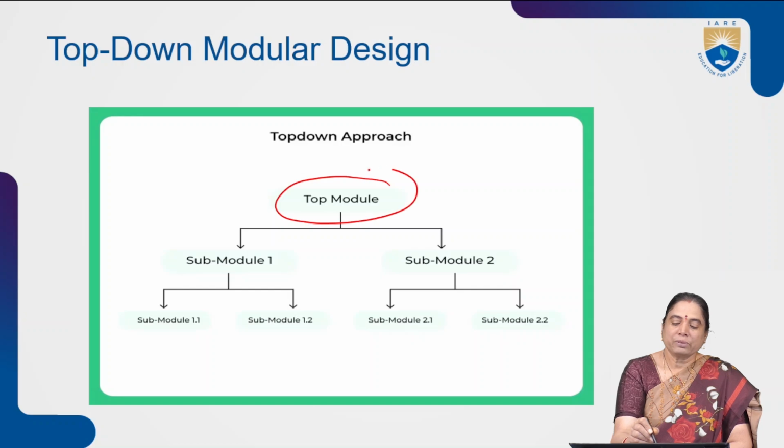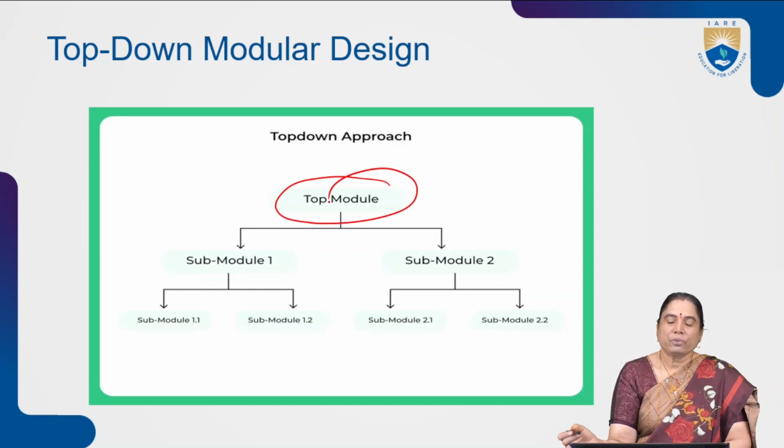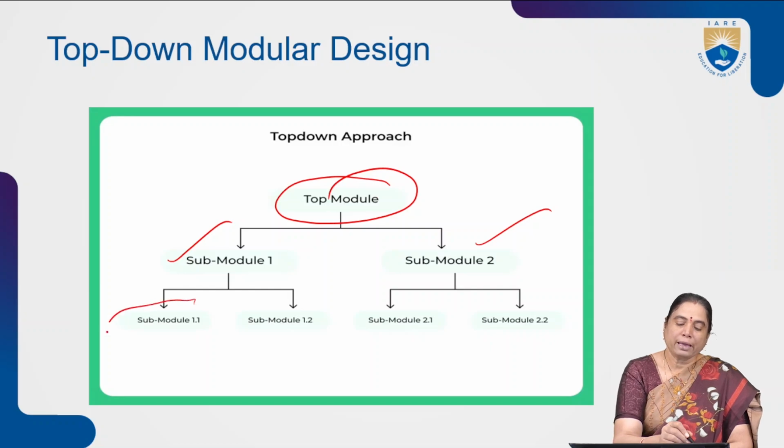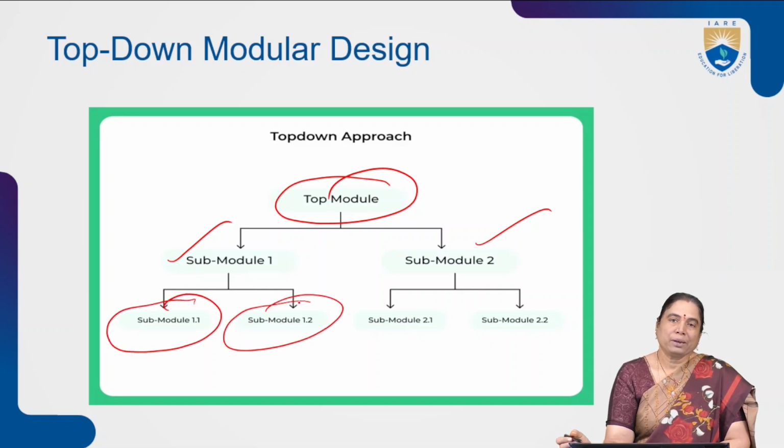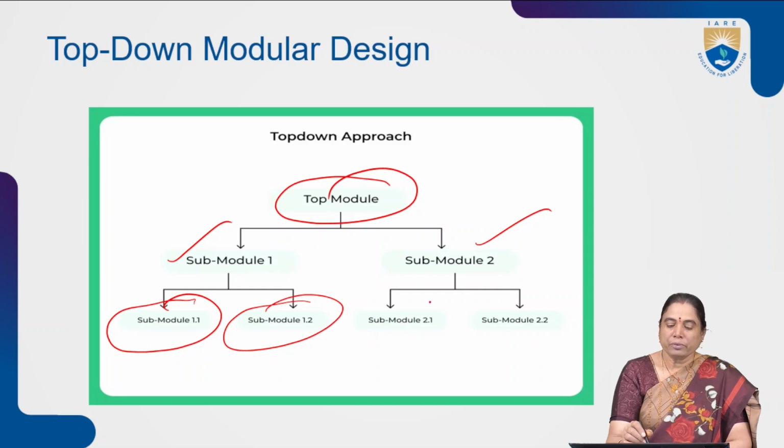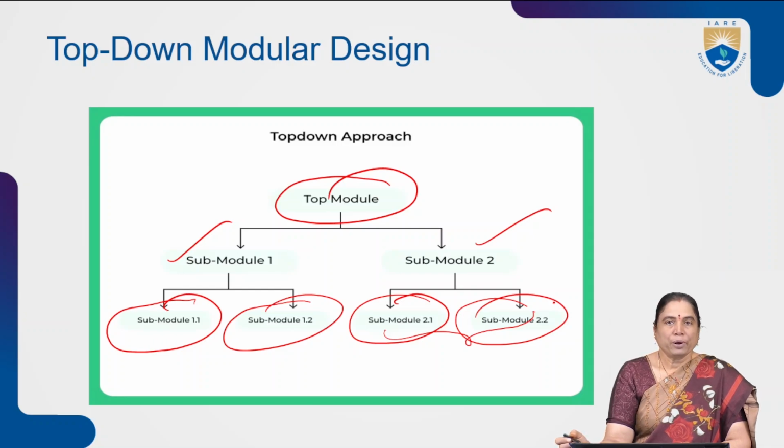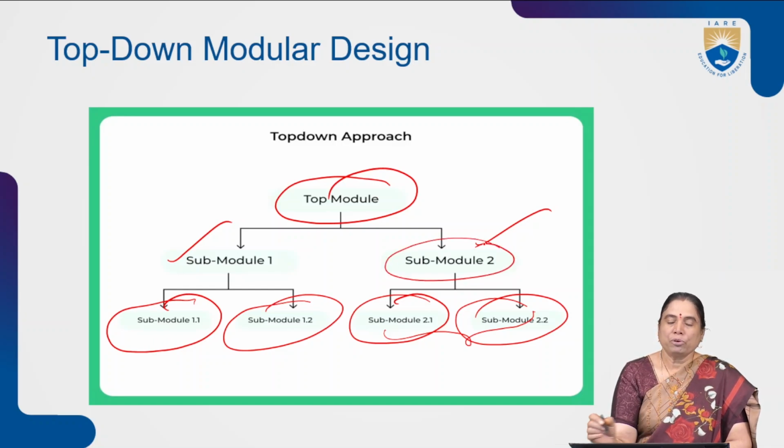So the top module is considered first, which can be divided into sub-modules. Here the top module is divided into 2 sub-modules, sub-module 1 and sub-module 2. Sub-module 1 is again divided into sub-module 1.1 and 1.2. Sub-module 2 is divided into sub-module 2.1 and sub-module 2.2. So, when these independent components, sub-module 2.1 and 2.2, are integrated, sub-module 2 can be formed. This process can be continued until no further division is possible and all simple components are defined.